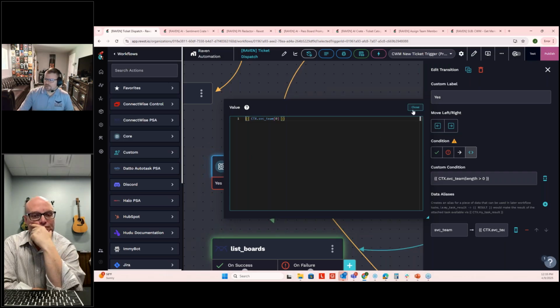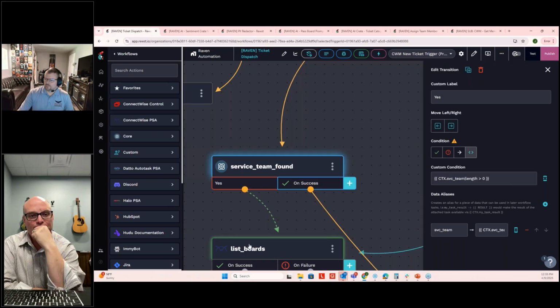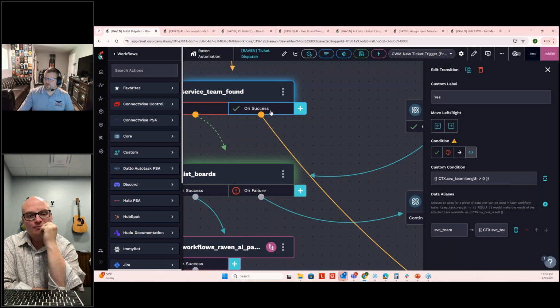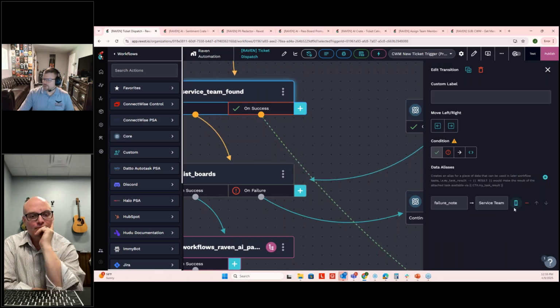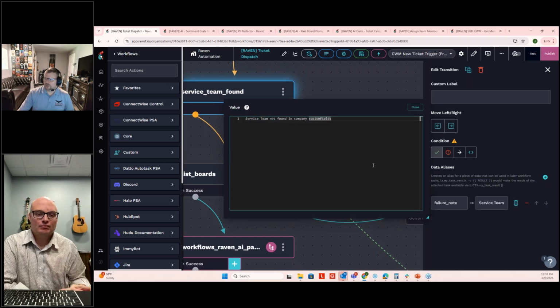If we have a service team assigned, then we're going to move down to list boards and continue the process. If we don't have a service team, then we're going to output a note and say, hey, we don't have a service team assigned to this company. We can't dispatch this ticket. Now, again, this is a customization that was built for this one particular partner that we did this for. This situation may not apply to every MSP, right?